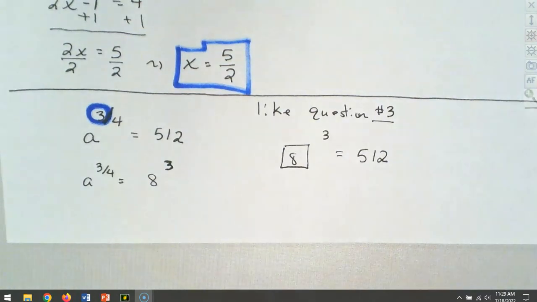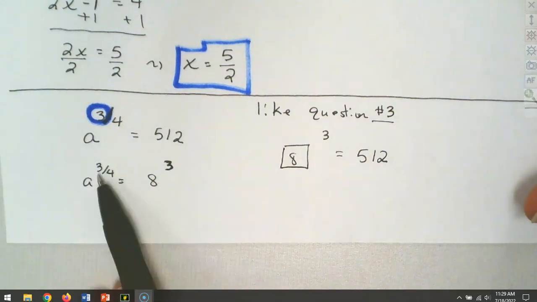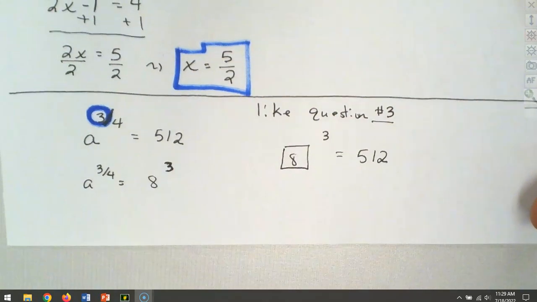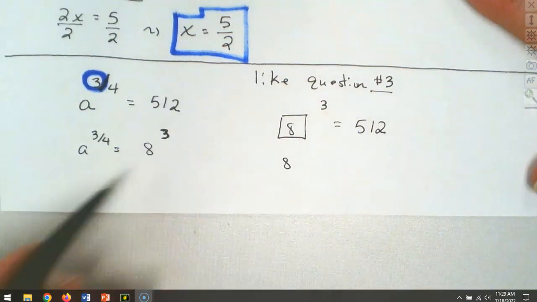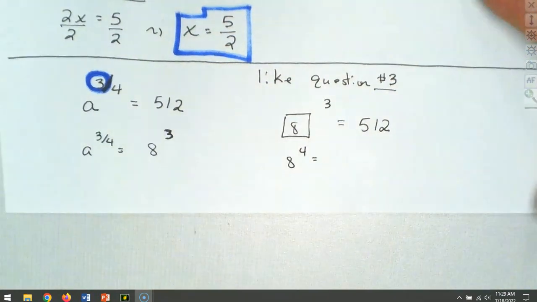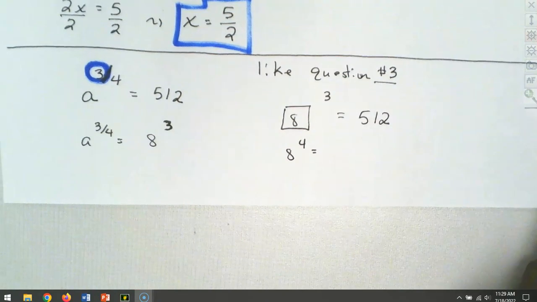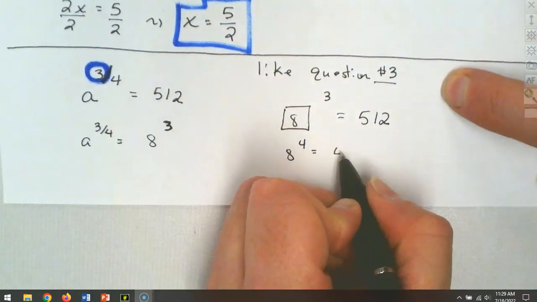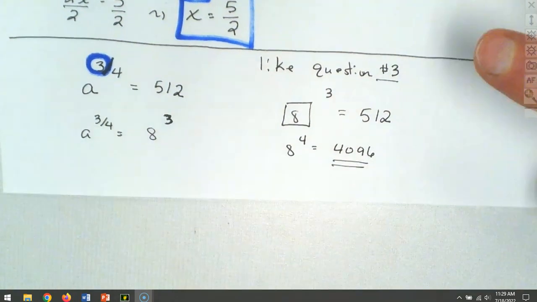I'm going to have to rewrite this so it comes out to be that 3/4. So we need to look at 8, because that's our common number here, raised to the 4th power. And what's 8 raised to the 4th power? Because that 4 is down below. 8 raised to the 4th power is 40/96.